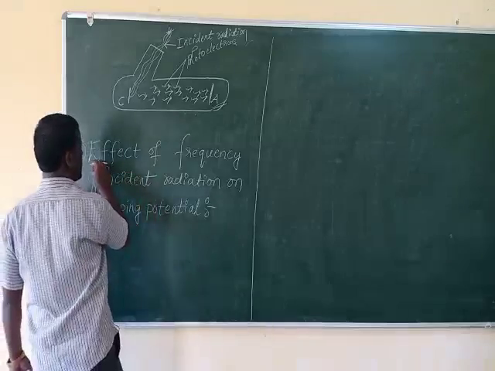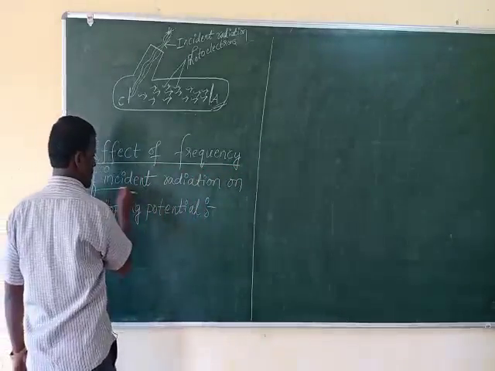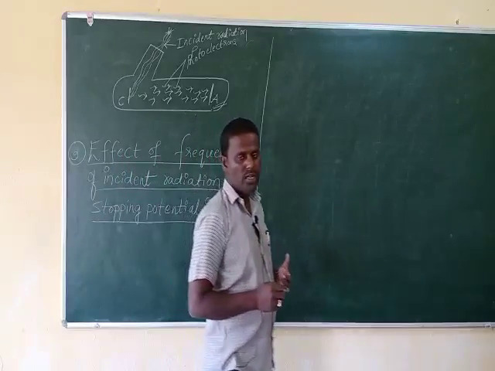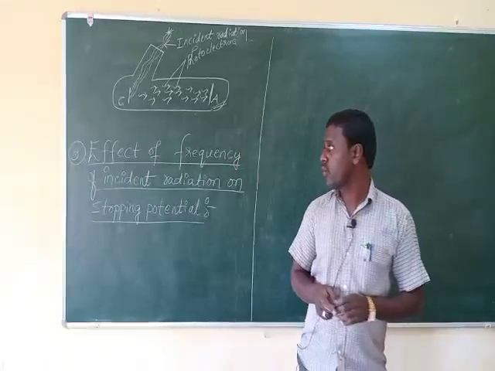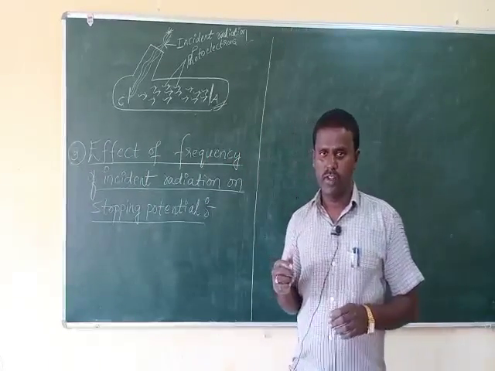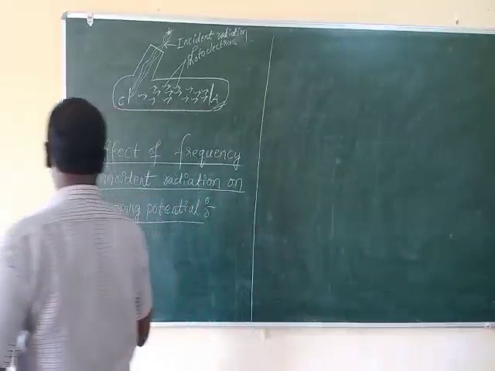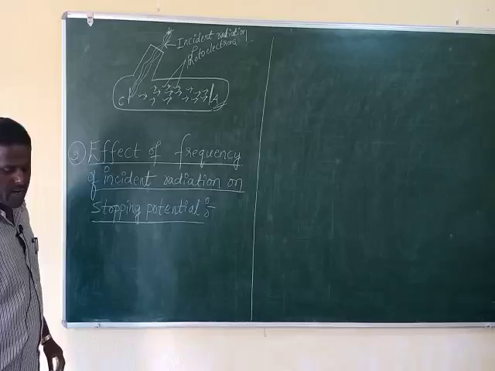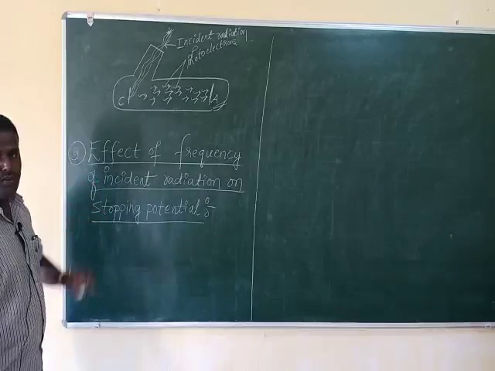So in the first case, what you studied was how the photocurrent depends on the intensity of the incident radiation. Photocurrent is directly proportional to the intensity of incident radiation. That was your first concept.